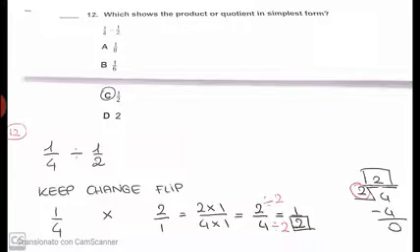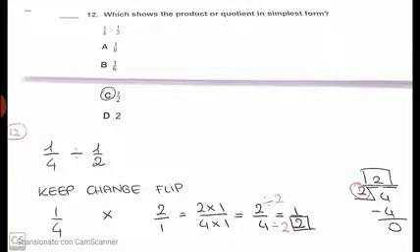Number 12, which shows the product or quotient in simplest form. We have 1 over 4 divided by 1 over 2. We use the rule keep, change, flip. So we keep the first fraction as it is, 1 over 4. We change division in multiplication, so it becomes times. And we change the second fraction. So 1 over 2 becomes 2 over 1. So we have 1 over 4 times 2 over 1.